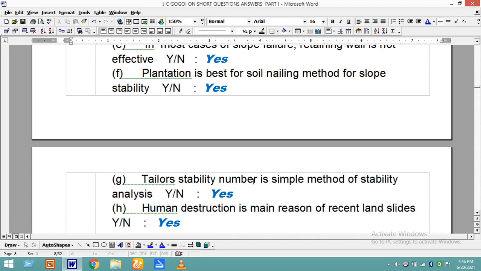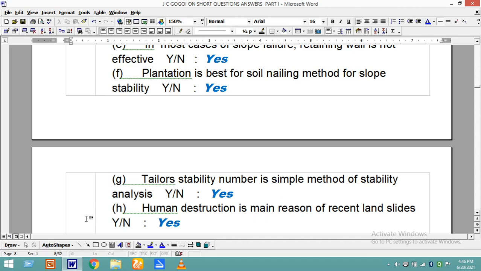Taylor's stability number is a simple method of slope stability. Yes. Just give the number and height, and it will automatically calculate. So it is very simple. Just 1 minute is required.